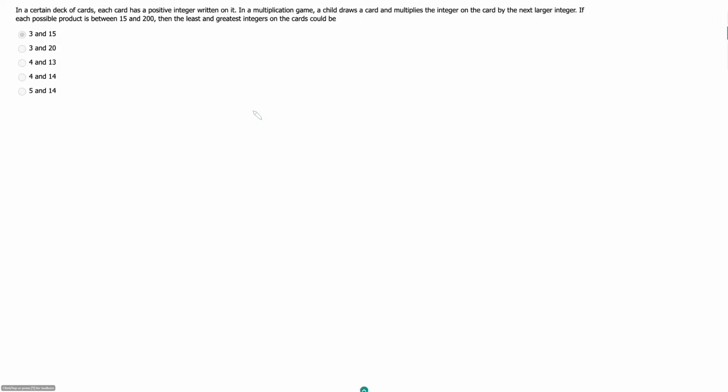In a certain deck of cards, each card has a positive integer written on it. In a multiplication game, a child draws a card and multiplies the integer on the card by the next larger integer. If each possible product is between 15 and 200, then the least and greatest integers on the cards could be... So, sort of a confusing scenario given here.